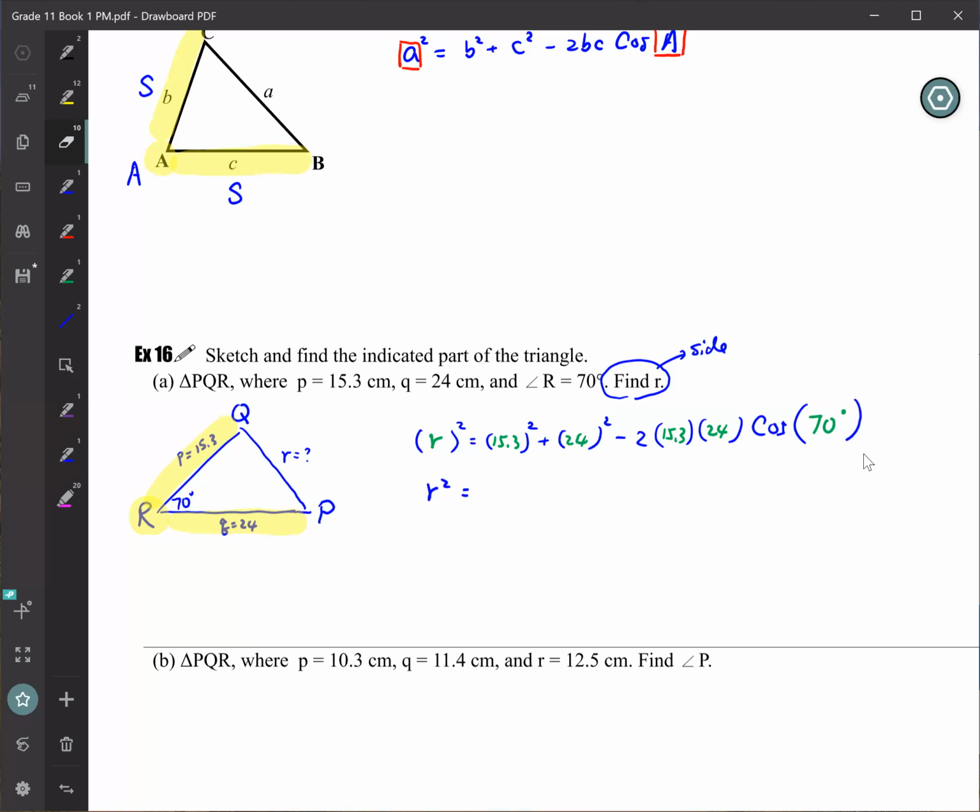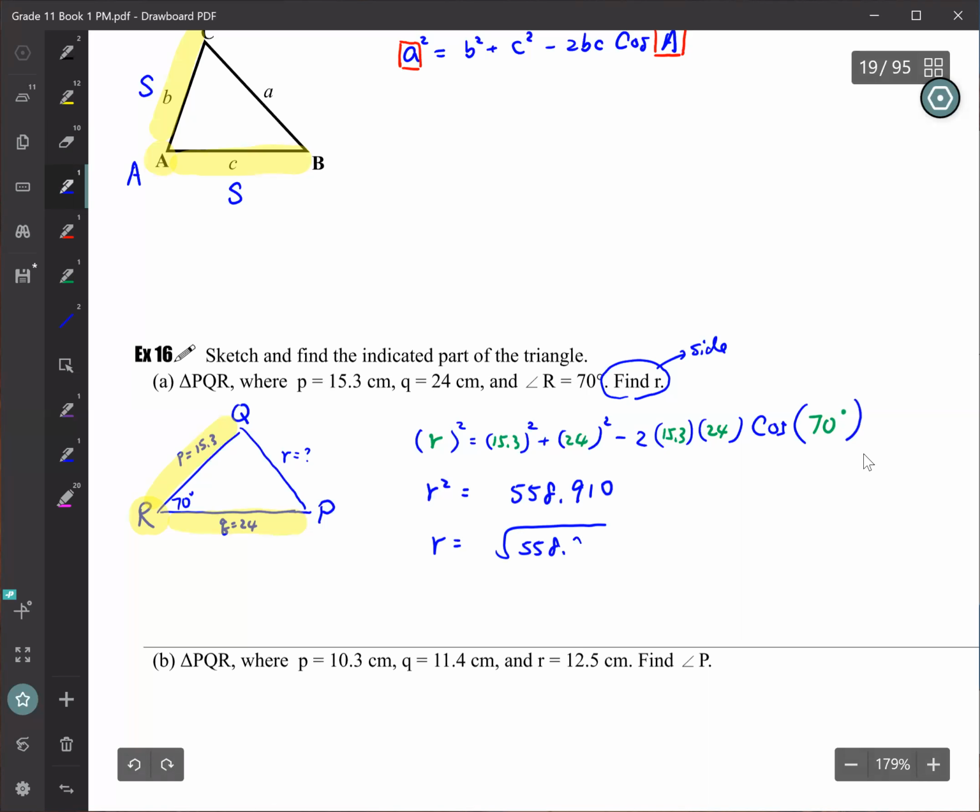Raise your hand if you got the answer for the right side. Okay, Elaine, what number do you have for R squared? 558.910. Okay, 558, let me write it down. 558.910. Okay, so to find the R, you need to take the square root.